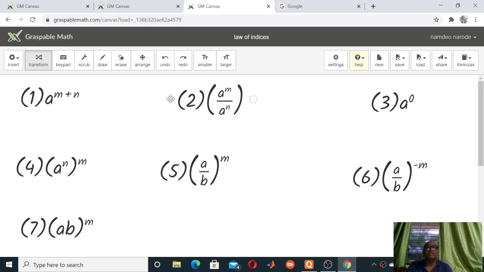Now similarly see in case of the division, a raised to m divided by a raised to n. In this case, their powers will be subtracted. See how? A raised to m minus n.